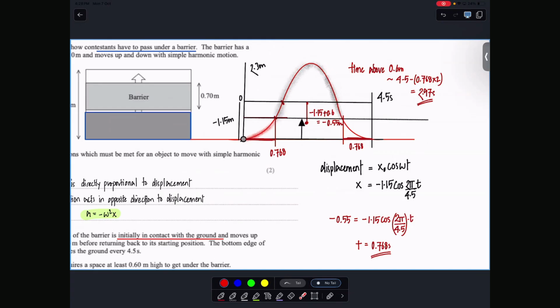The person can go through during this duration where the height is above 0.6. So to find this time, I take the total time, and from the total time, I subtract this and that. So I'll get the rest of the time, and that's the answer. Okay.